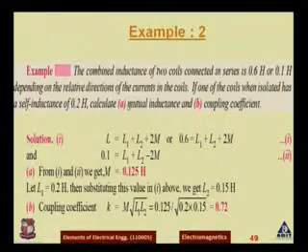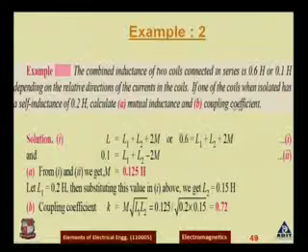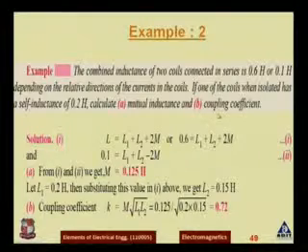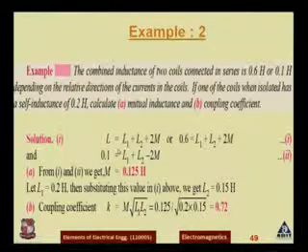The combined inductance of two coils connected in series is 0.6 Henry and 0.1 Henry, depending on the relative direction of the currents in the coils. If one of the coils when isolated has a self inductance of 0.2 Henry, calculate the mutual inductance and coupling coefficient. We know that the mutual inductance is denoted by capital M. We have to find out the capital M for the circuit.